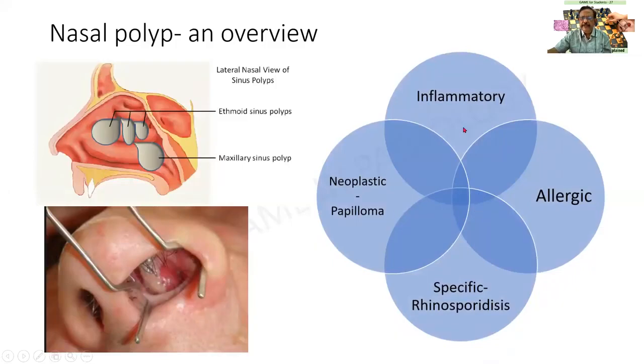This is the list of differential diagnoses we should have in mind. A polyp can be inflammatory, it can be allergic, which can again be treated as inflammatory itself. Or it can be because of a specific infection such as rhinosporidiosis, which we had already seen, and that is also a slide and a question for you people. And last but not the least, it can be a tumor, neoplastic, such as a nasal papilloma. A squamous cell papilloma can also be projecting as a polypoid lesion. Have these differentials in mind.